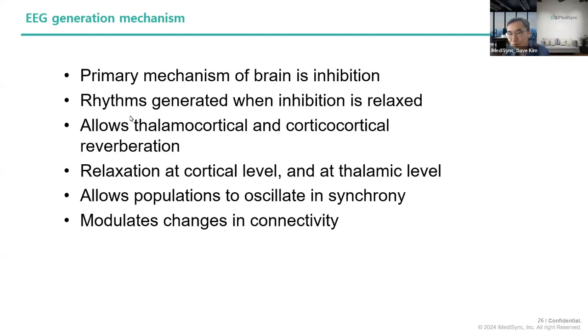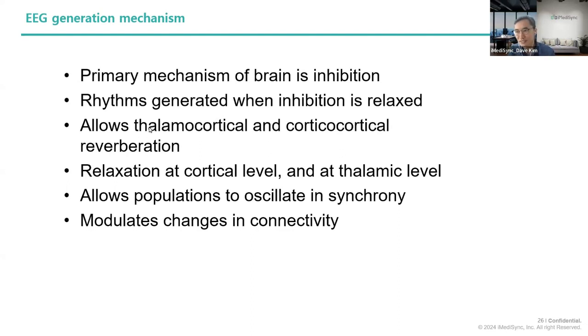And we need to understand the basic mechanism of the brain is the inhibition mediated by GABA, and the alpha rhythm, theta rhythm, beta rhythm are generated when this kind of inhibition is relaxed. The thalamocortical rhythm makes alpha, the limbic cortical rhythm makes theta, and the cortical rhythm makes beta or gamma.